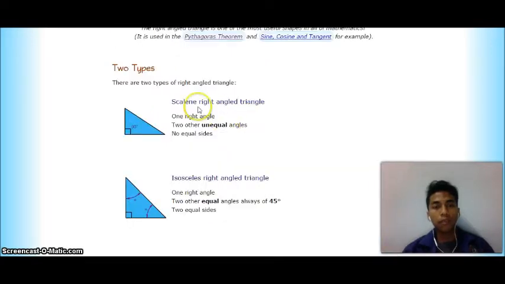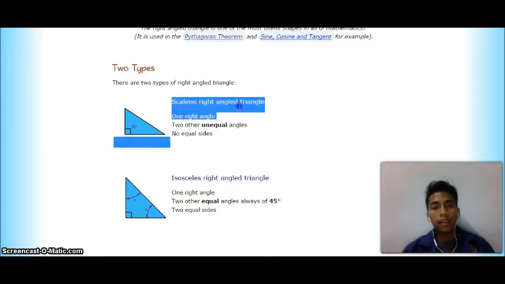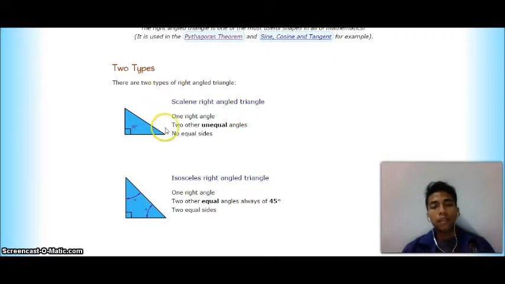Basically, there are two types of right angle triangle. The first type is the scalene right angle triangle. The characteristic of this scalene right angle triangle is that it has one right angle, two other unequal angles like this one, and no equal sides like this one.